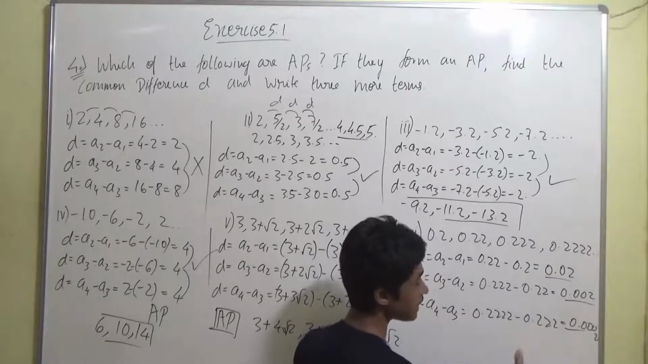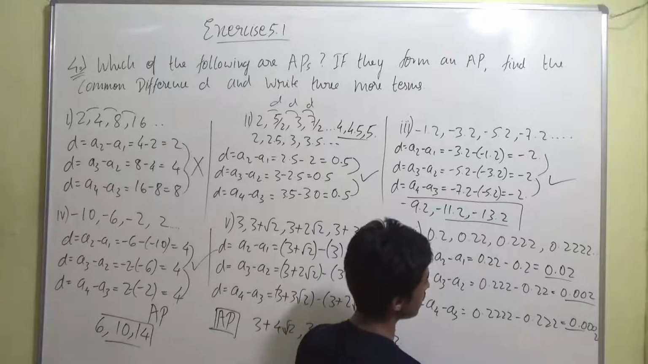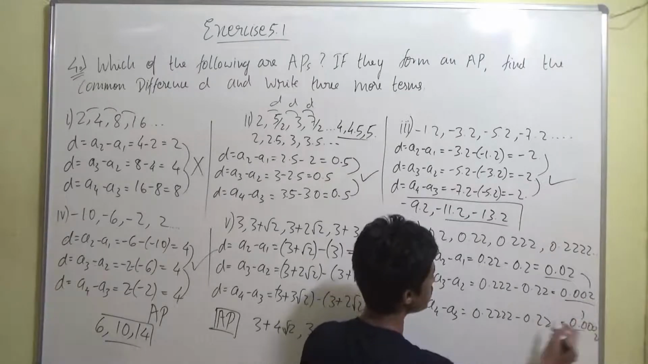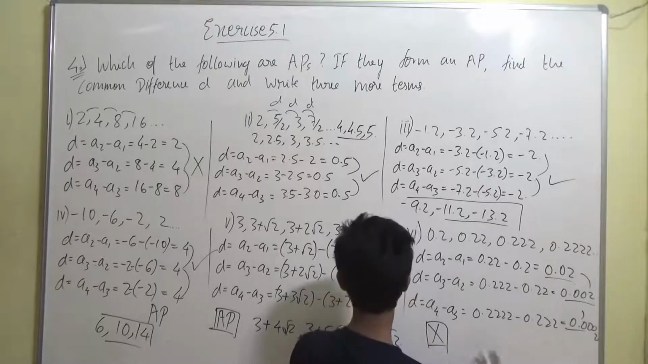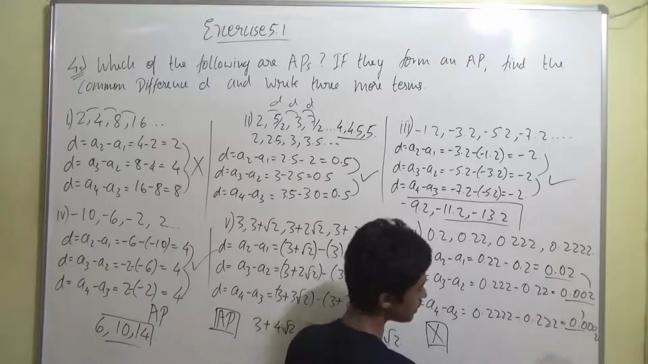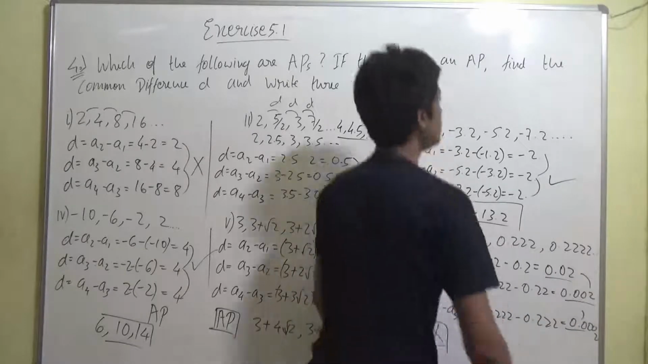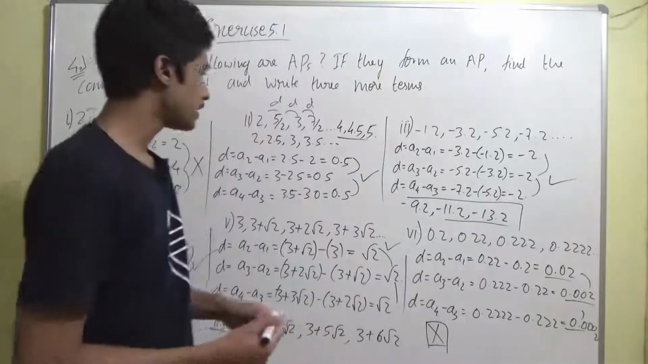In fact, the D is getting reduced by a factor of 10. Getting it? It's not the same, it's different, which means it is not an AP. It's not an AP, so there's no need to find the next 3 terms. I mean, you can find it seeing the pattern, but there's no need since it's not an AP. Alright guys, now I'll move aside. You can take the screenshot.